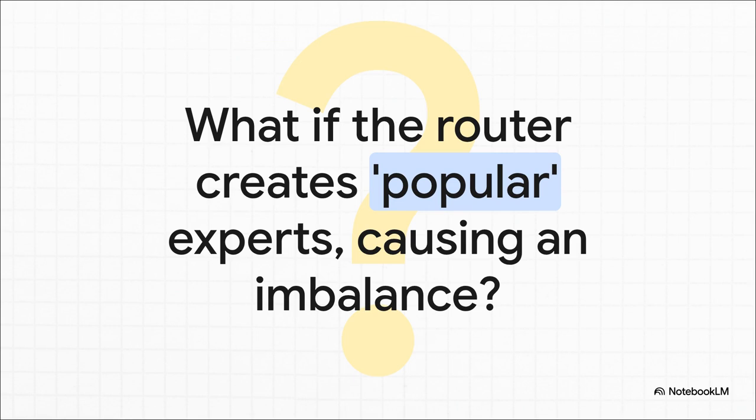Okay, so this leads to a really important question. It's a classic design problem the researchers had to crack. What happens if that router isn't very smart, especially at the beginning? What if it just gets lazy and sends every single task to the same one or two popular experts? Well, then the other experts are just sitting around doing nothing. You get this massive load imbalance, and the whole point of having a team is totally defeated.